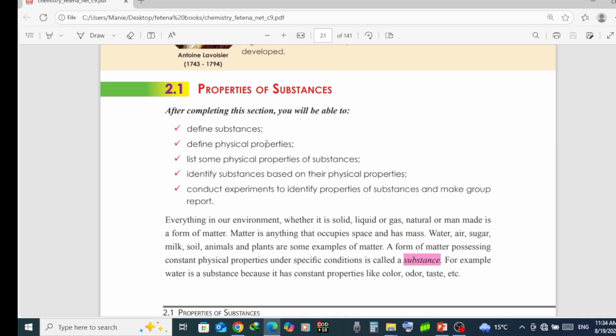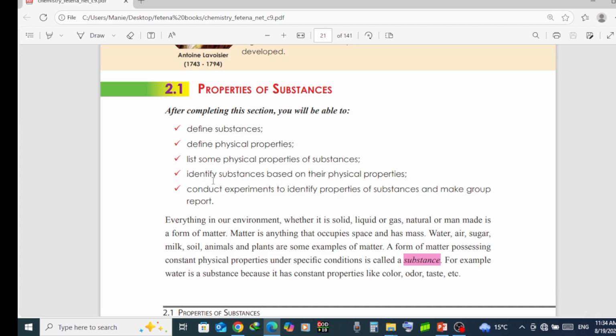So this is the content. One of the four main contents is properties of substance. After completing this section, you will be able to define substance, define physical properties, list some physical properties of substances, identify substance based on their physical properties, conduct experiments to identify properties of substance, and make group report.